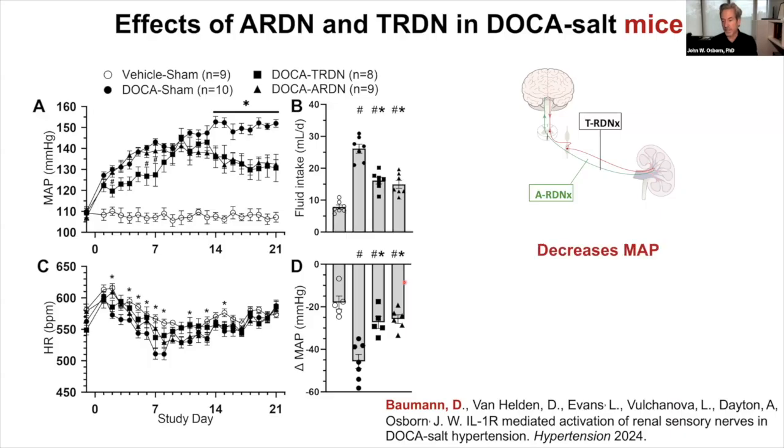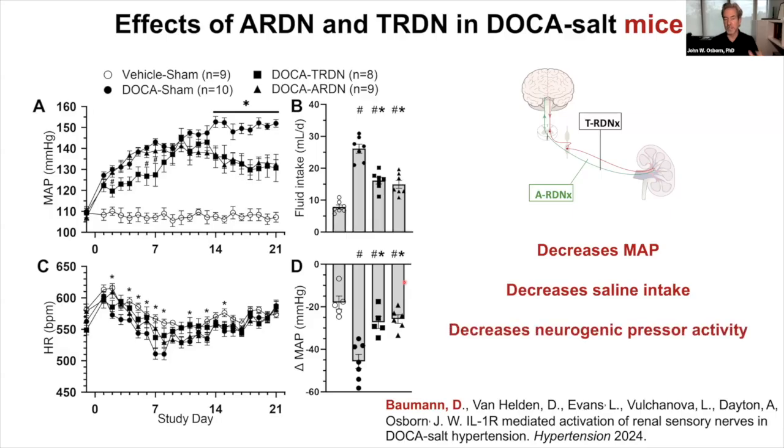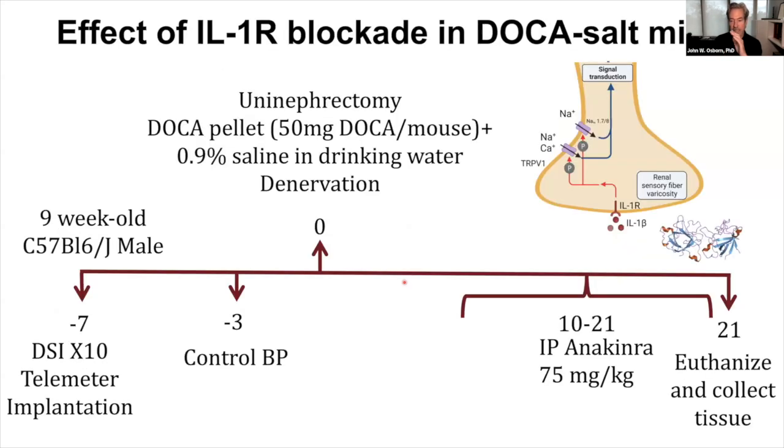So afferent denervation decreases blood pressure in the mouse model. It also decreases saline intake, and it decreases the overall activity of the sympathetic nervous system. There's a lot of data in this paper, but I'll focus on just one aspect of it in terms of the cytokine aspect. Dan generated this model, let them get hypertensive, and then targeted the IL-1 receptor with anakinra, which is going to block that receptor, to see what the blood pressure effect was in animals with and without afferent renal nerves, to see if we could find a common mechanism through IL-1 signaling and afferent nerves.